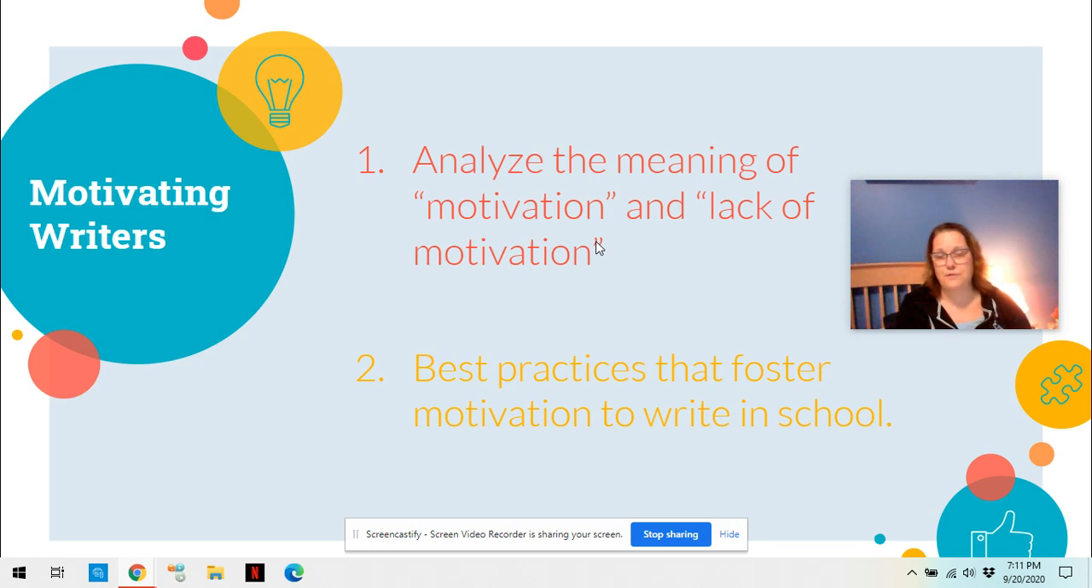And very rarely do you find a lazy child. You might have a child with no motivation, but you don't have a lazy child, because they show a lot of motivation for other things in their life. So we need to clip that prior thought or bias out of our head right now, that not having motivation is the same thing as laziness, because it's not. And then we're also going to talk about some best practices that foster motivation for kids to write in school.